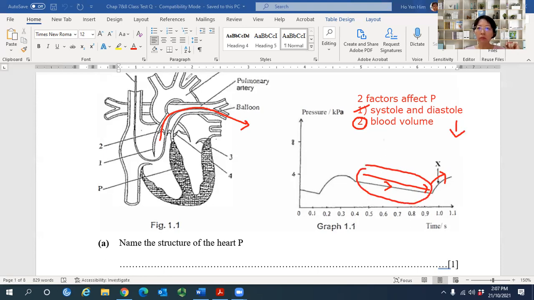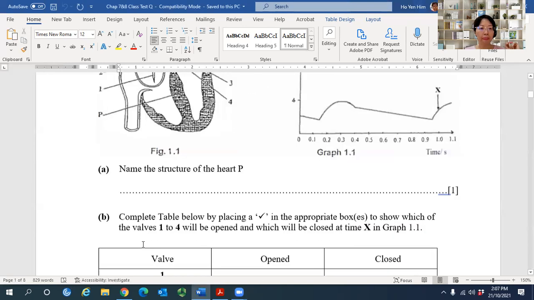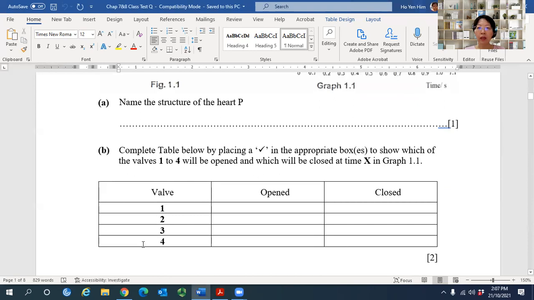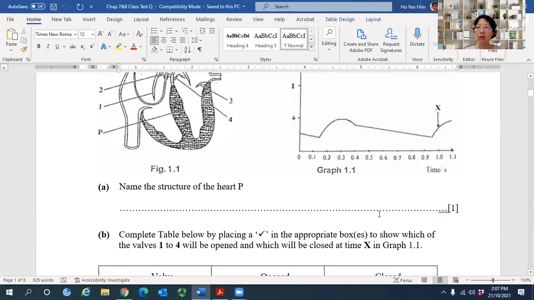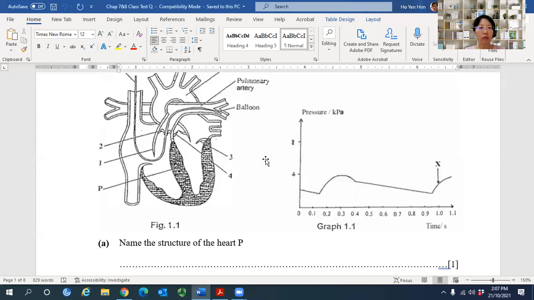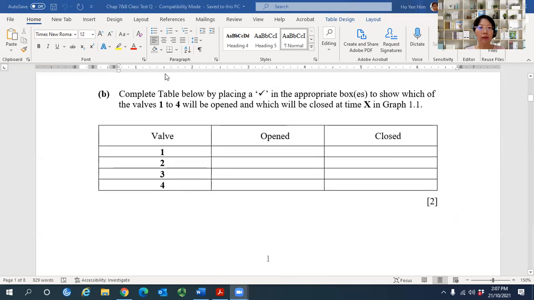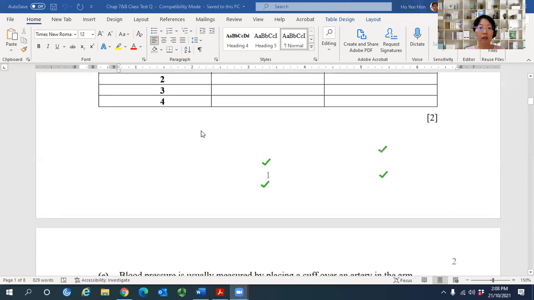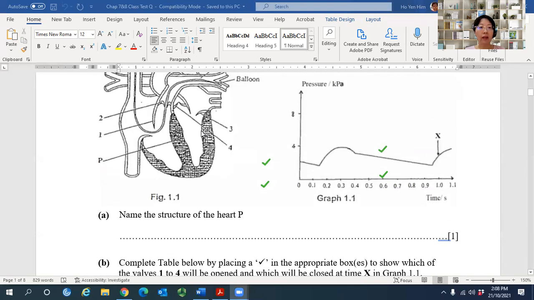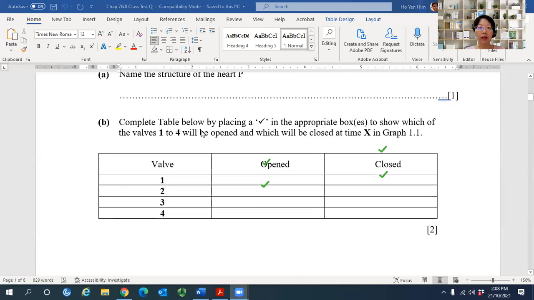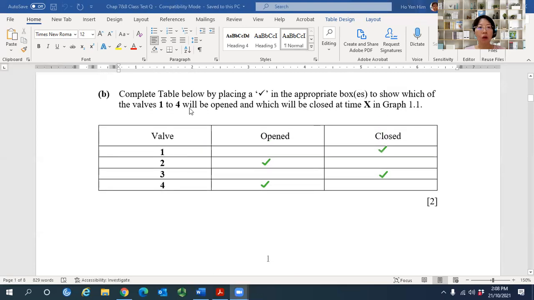Okay, so the question asks the student in B to complete the table below for what happened in region X. So region X is when the ventricle contracts. When the ventricle contracts, we expect the AV valve to close. So number 1 will close, number 2 will open, number 3 will close, number 4 will open. Therefore the answer is number 1 and 3 closed, number 2 and 4 open. Correct? So 2 and 4 open. Okay, so that's the answer, right?